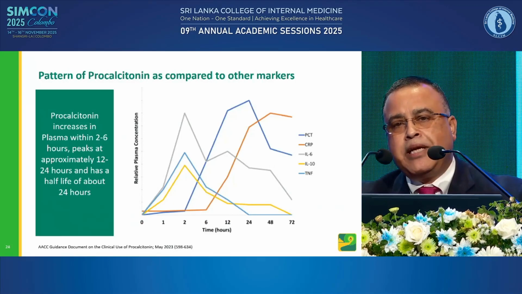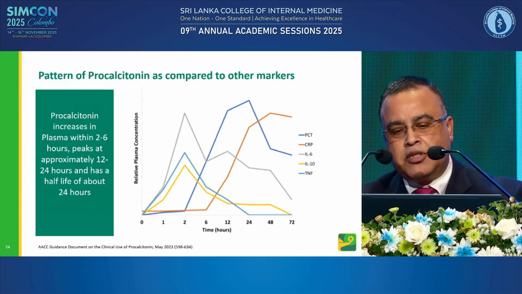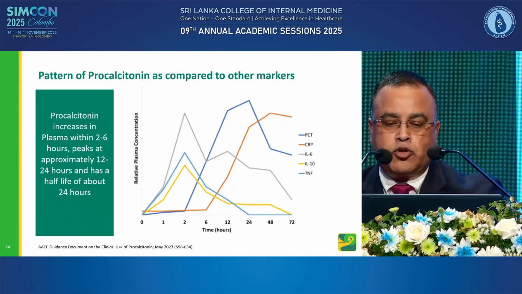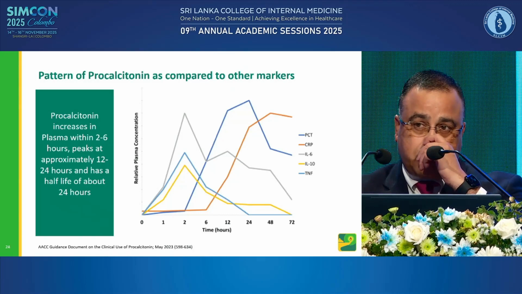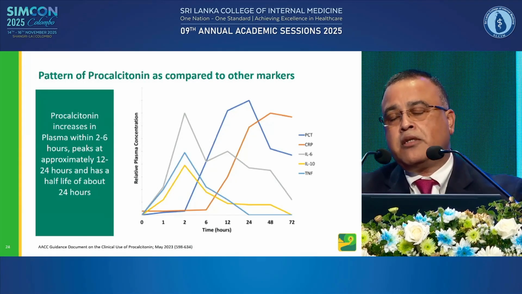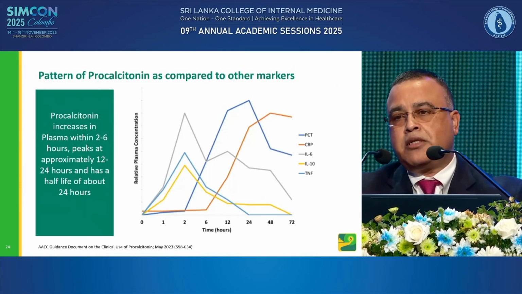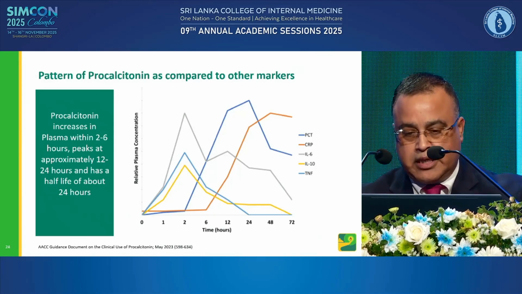And based on our host response, these are the newer markers which are in the pipeline, not very useful currently in the clinical setting, only in some hospitals are being used. They are tumor necrosis factor, IL-10 and IL-6. They come into the bloodstream much earlier and faster than procalcitonin and other biomarkers.